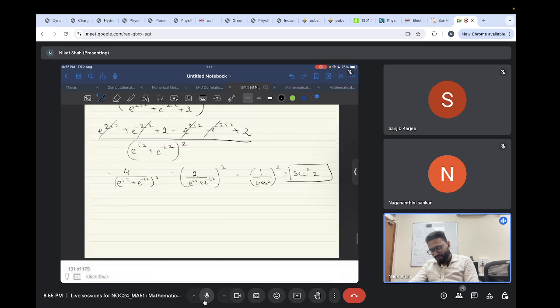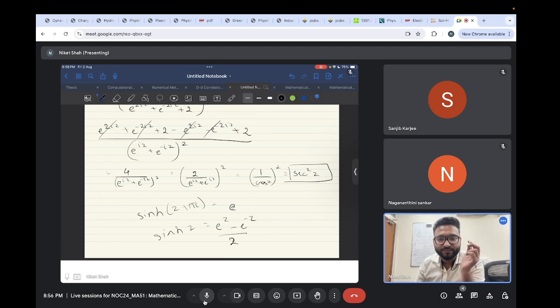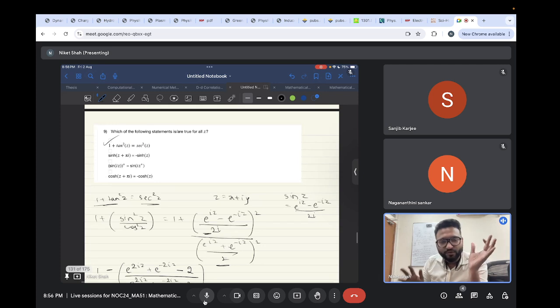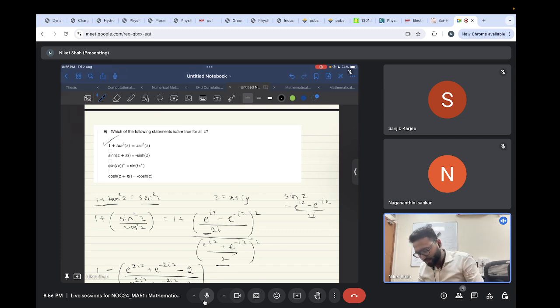So the next question has sine h of some z, z plus pi i, whatever. For this, you know that sine h z is equal to e power z minus e raised to power minus z, divided by 2. This is what sine h of z means. So basically use these basic identities to try and prove all these four parts and see whether the identities hold true or not. Okay, so that's the purpose of this question.